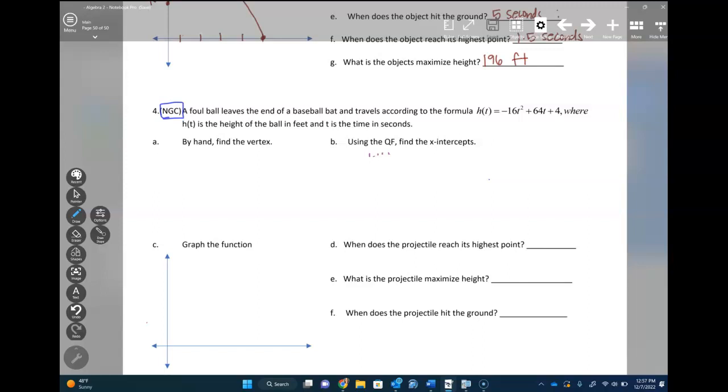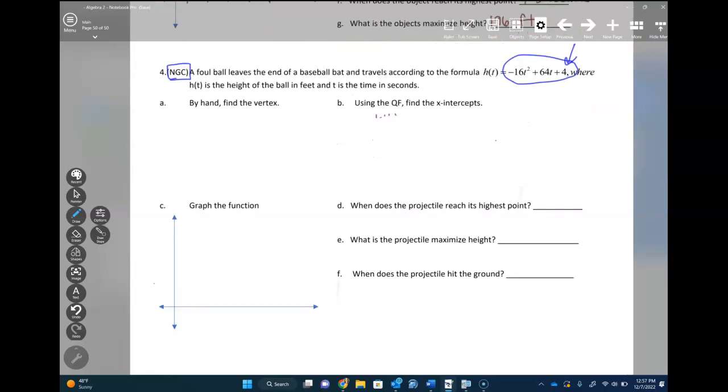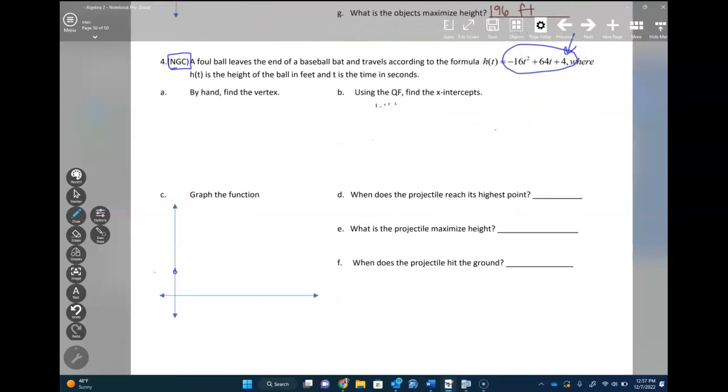A foul ball leaves the end of a baseball bat and travels according to the formula h(t) = -16t² + 64t + 4, where h(t) is the height of the ball in feet and t is the time in seconds. Before we begin, can you use some logic? How high off the ground did the baseball player hit the ball? 4 feet. Why is it 4 feet? Because it's the last number. Yeah, the last number, 4 feet. So it goes up 4 feet.